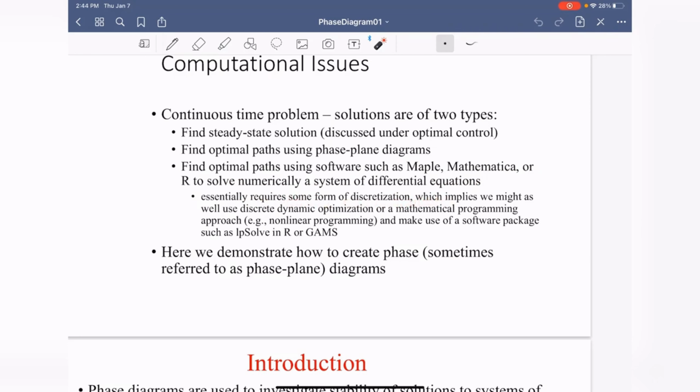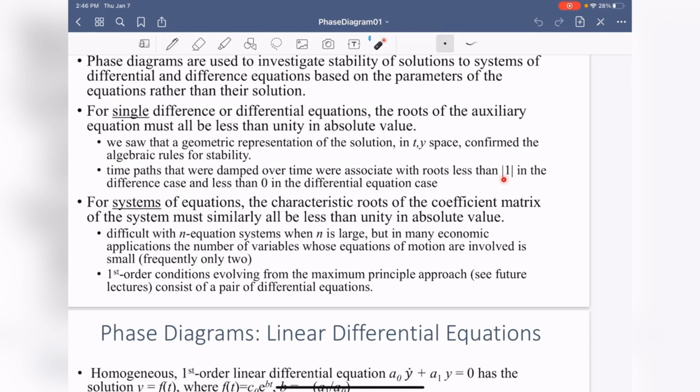We saw that a geometric representation of the solution in t-y space confirmed the algebraic rules for stability. Time paths that were damped over time were associated with roots less than the absolute value of 1 in the difference case and less than 0 in the differential equation case. For systems of equations, the characteristic roots of the coefficient matrix of the system must similarly all be less than unity in absolute value. This is difficult with n-equation systems when n is large, but in many economic applications, the number of variables whose equations of motion are involved is often very small and frequently only 2.